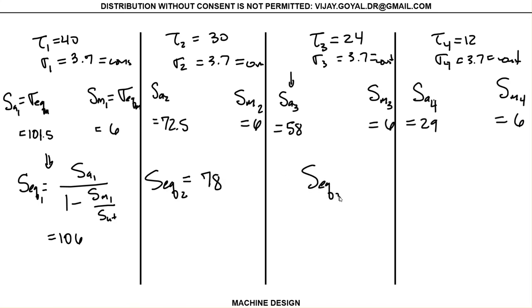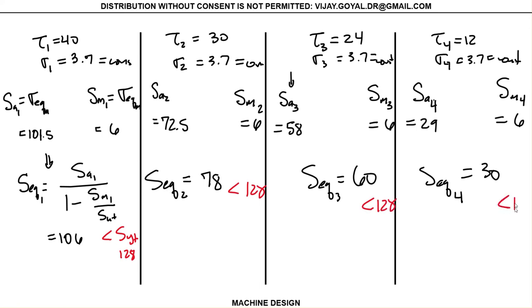Here you get a value of 60. Here you get a value of 30. Okay, so first thing, you have to make sure that these are all less than sigma yield. In tensile, this is 128. So this is less than 128, less than 128, less than 128. So we are good in yield.